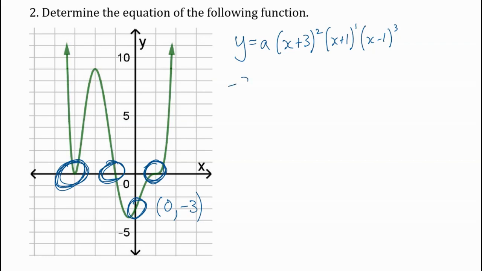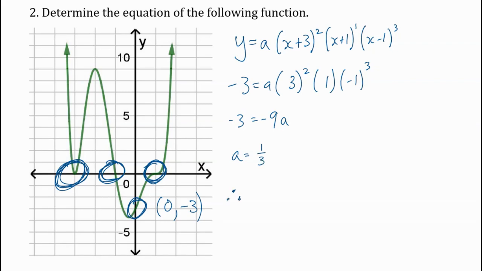So let's sub in. Negative 3 equals A. 0 plus 3 is 3. 0 plus 1 is 1. Minus 1 is negative 1. Negative 1 cubed is negative 1 times 3 squared, which is 9, is negative 9. Divide both sides by negative 9, and you get A is equal to a third. And the other little tip or reminder is don't forget to write out the answer. Notice that it did work out to be positive, like we just talked about.